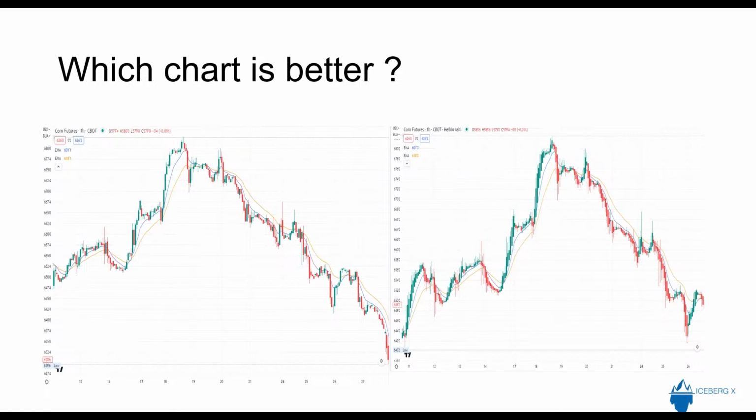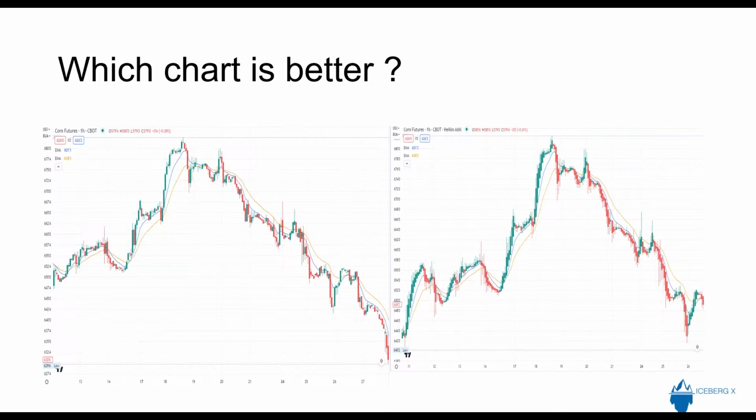Now, just to show you why I use Heiken Ashi as a way to gauge where the market direction is, look at these two charts. They are the same time frame, same product, and you look at them with your naked eye: which is the better chart to look at? If you are a trend trader, obviously the chart on the right would be the better choice.